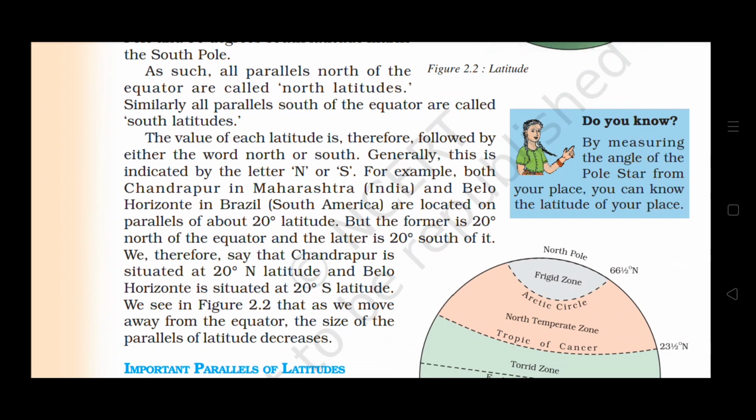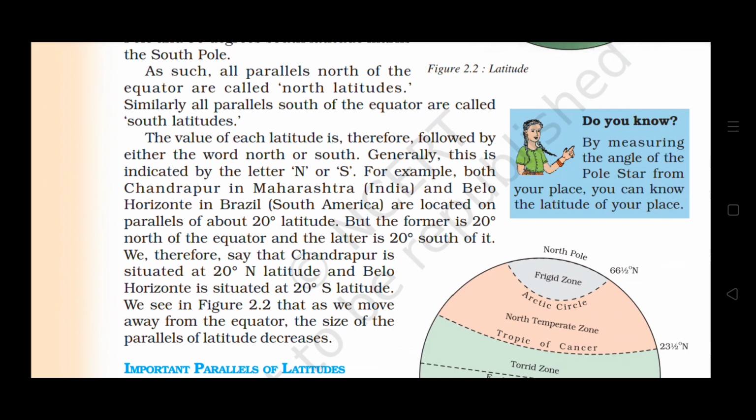That means when you speak, you would say 20 degree north or 20 degree south, but when you write it, you will write 20 degree symbol and N. Same thing you would do if you want to write 20 degree south, 20 degree symbol and S. For example, both Chandrapur in Maharashtra and Belo Horizonte in Brazil are located on parallels of 20 degree latitude. Maharashtra and Brazil are two different places, but they both lie on 20 degrees. So what is the major difference between them? One lies in the north and one lies in the south. That is the simple difference.